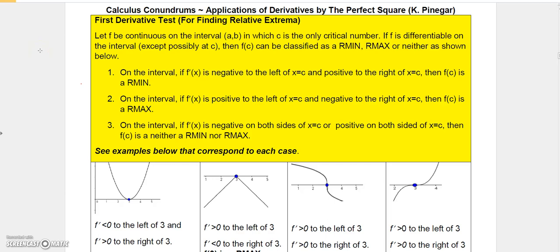Hello again, welcome to my Calculus Conundrums applications of derivatives, and we're still talking about extrema here, but what I'm going to show you here is the first derivative test.